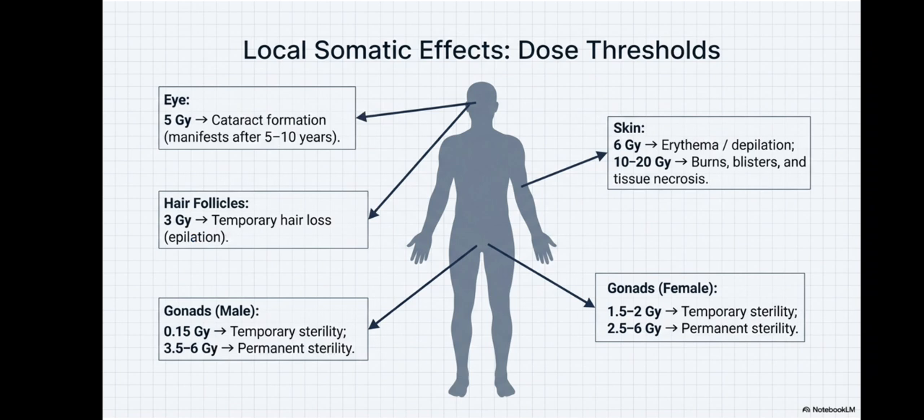In the hair follicle, 3 gray causes temporary hair loss. 5 gray causes eye cataract after 5 to 10 years. 6 gray causes skin erythema. 10 to 20 gray causes skin blistering and necrosis.